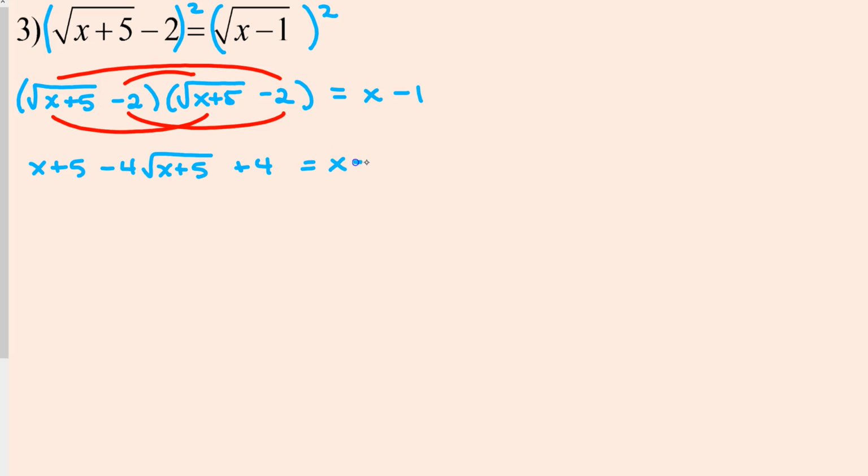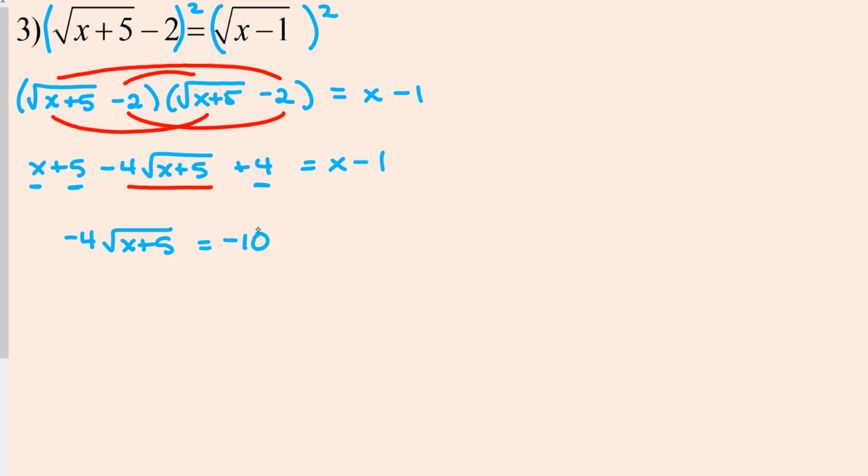So, believe it or not, we've made progress because we went from our original equation having two radicals in it to our new equation having just one radical in it. And what we're going to do to clean this up is isolate the radical. So let's subtract x from both sides and subtract 5 from both sides and subtract 4 from both sides. So that's going to give us negative 4 square root of x plus 5 equals, so we're subtracting x and we're subtracting 9, so we get negative 10.